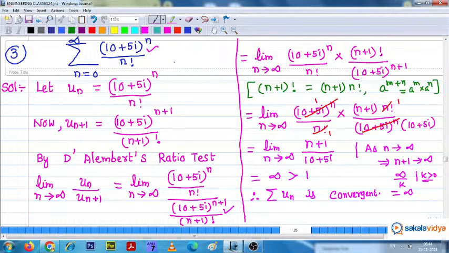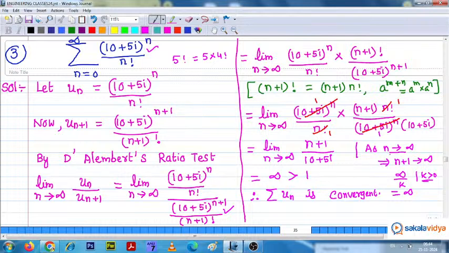For example, 5 factorial, simply we can write 5 into 4 factorial. In the similar manner, (n plus 1) factorial we can write as n plus 1 into n factorial, by (10 plus πi) to the power of n plus 1, which is (10 plus πi) to the power of n into (10 plus πi). This (10 plus πi) to the power of n cancels, we have 1. N factorial cancels. So limit n tends to infinity n plus 1 by 10 plus πi.